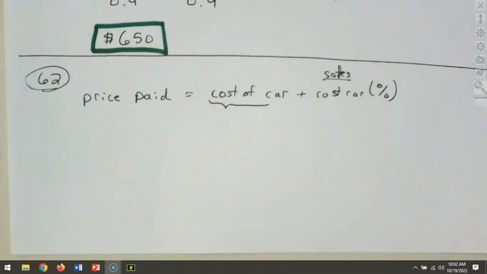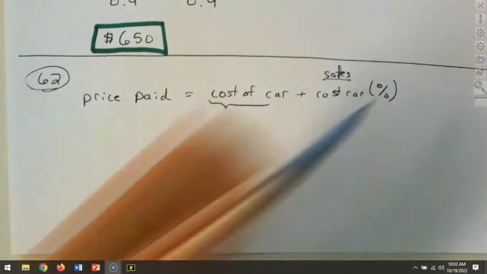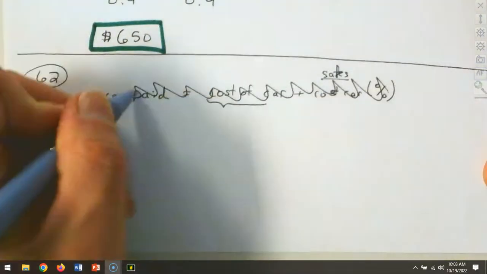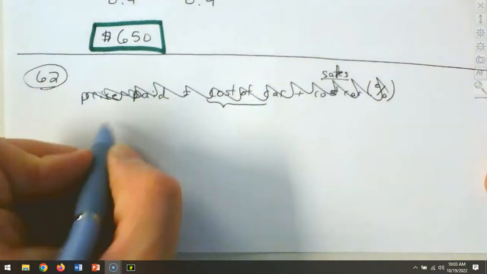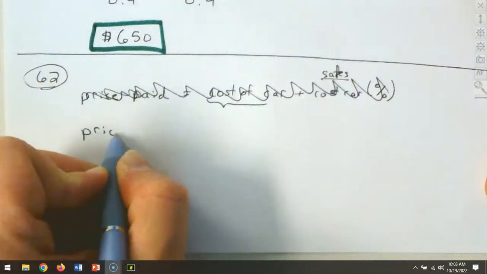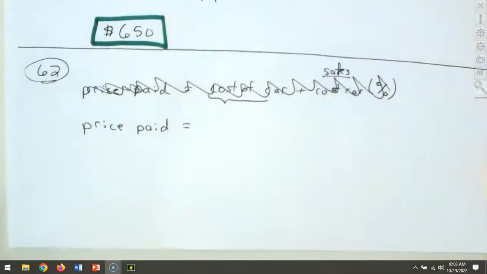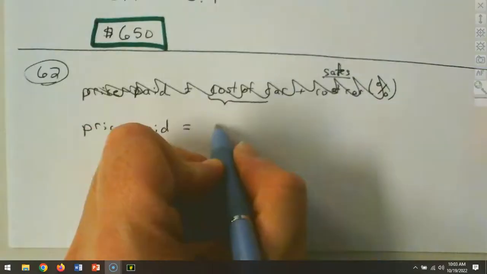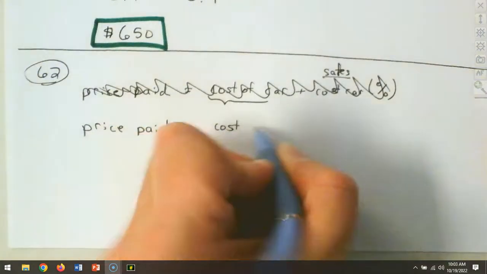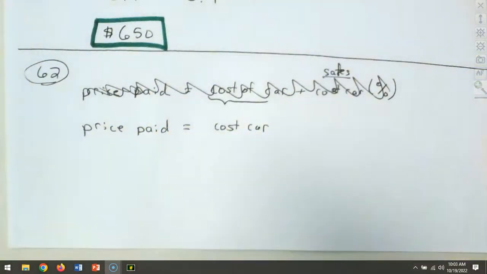Okay, so we need to make sure we've got this set up correctly. Let's make sure we set it up correctly. We want to make sure it all makes sense to us. So the price paid is going to be the cost of the car. Okay, so that, $15,000, whatever we paid for this car.